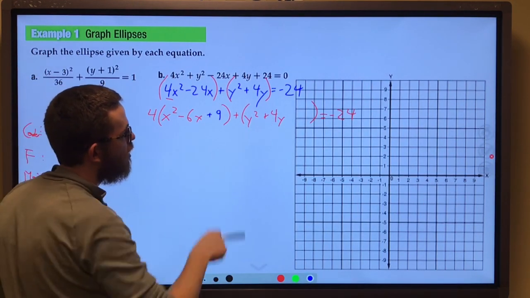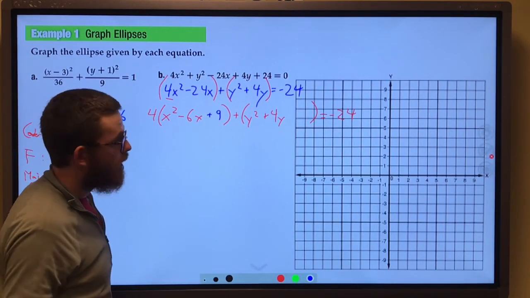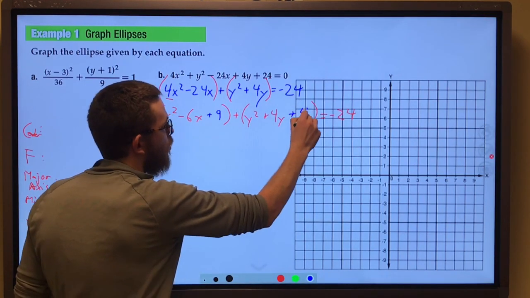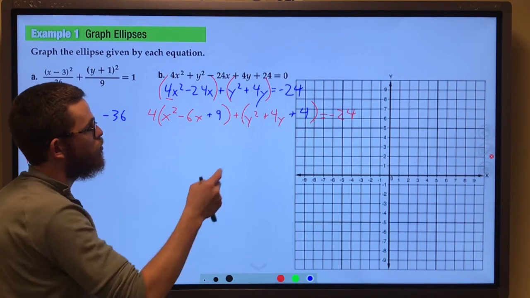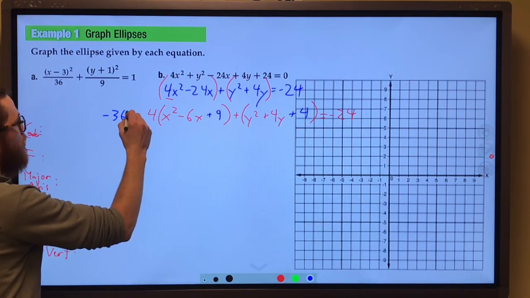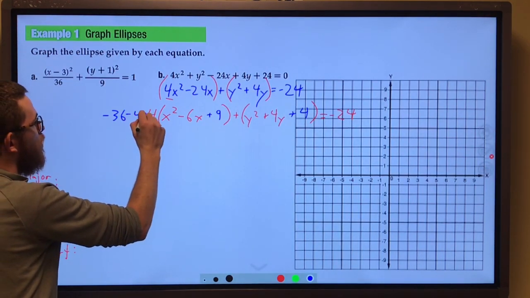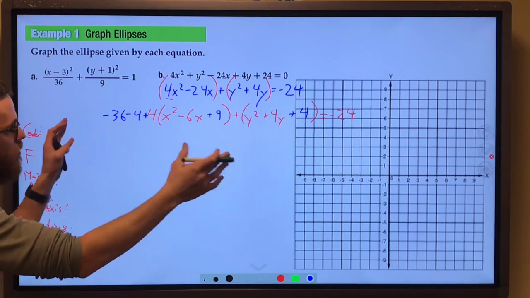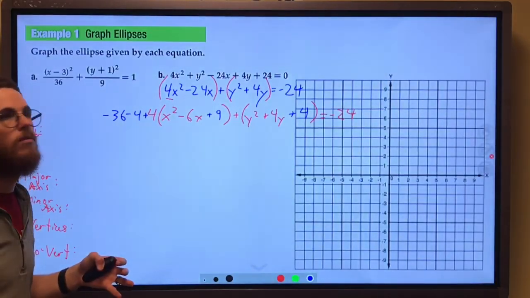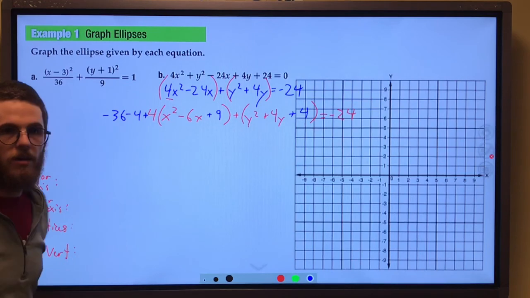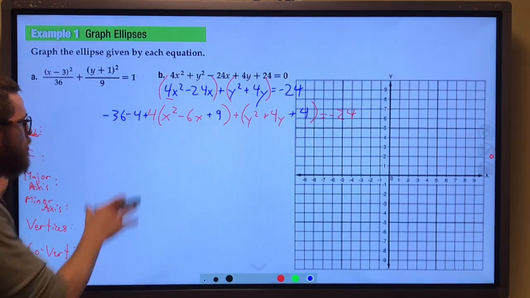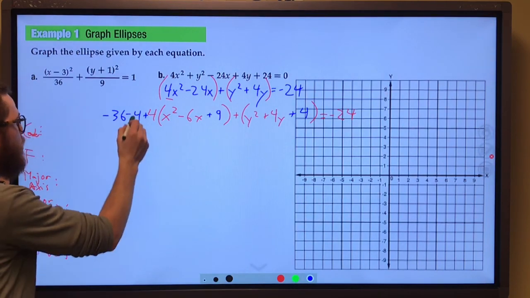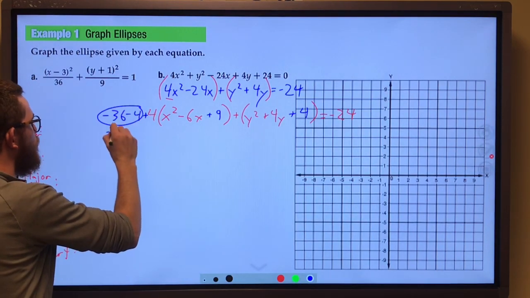Over here I've got 4, cut it in half, square it, we get a positive 4, multiply it times anything on the outside, which is just 1. So we are subtracting a 4. So I have negative 36 minus 4, and that's all being subtracted from the outside here. So we'll combine that. That's really a negative 40.